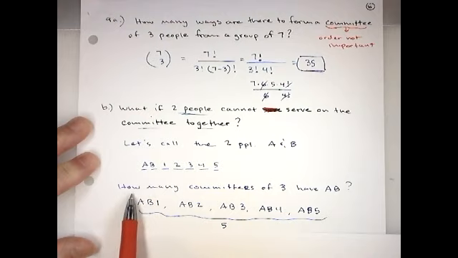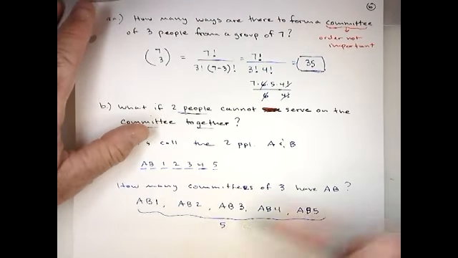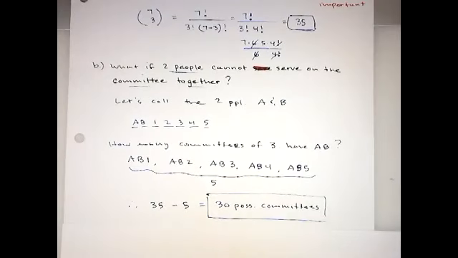So if you think of the number of committees that have 3 people that have A and B on it, you could have A, B, and 1, A, B, and 2, A, B, 3, A, B, 4, A, B, 5. There's 5 committees that could possibly have those 2 people on it. So what we would do with that 5 is subtract it from the 35 possible committees, and we have an answer of 30.